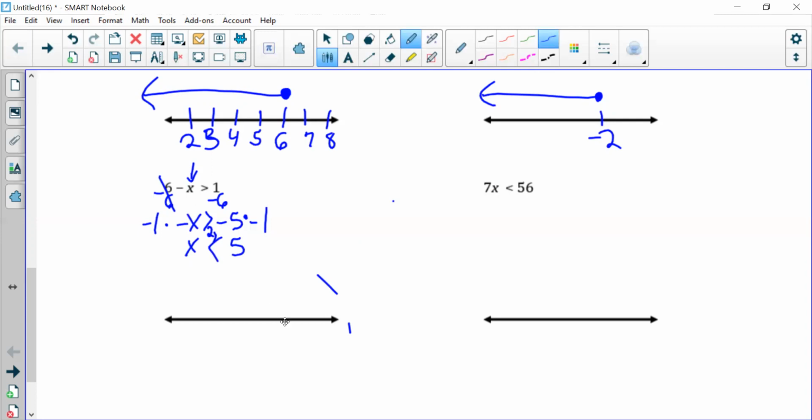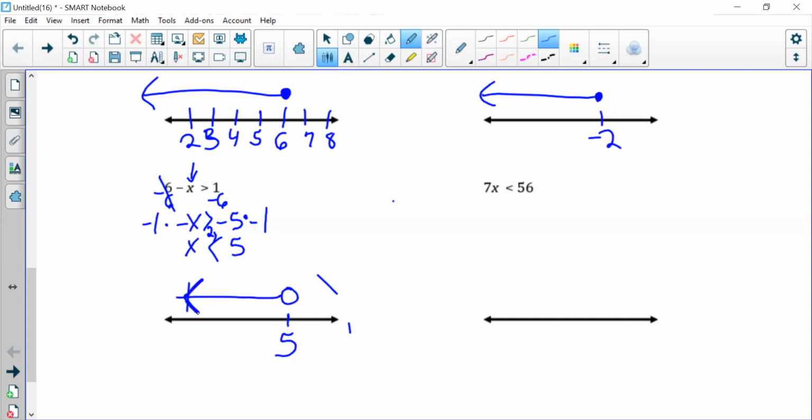So we're going to find our 5 here. All right, this is just less than, so open circle, not a filled-in dot, and I want all the x's less than 5. So once again, to the left. Okay, sometimes I draw too fast for smart mode.